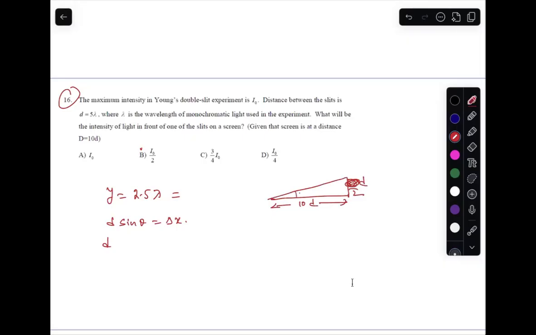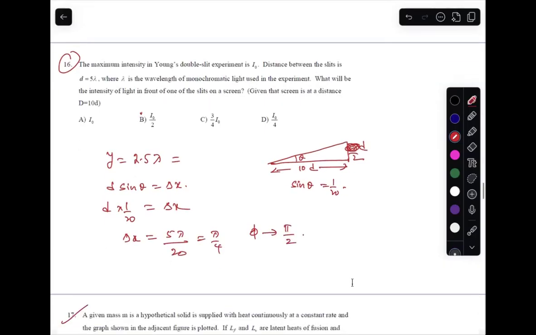So very small angle then. Almost tan theta is the same as sin theta, and this is 1 by 20. D times 1 by 20 is delta x. Path difference is 5 lambda by 20, lambda by 4. Equivalent phase difference is pi by 2. Okay, pi by 2 is the phase difference.